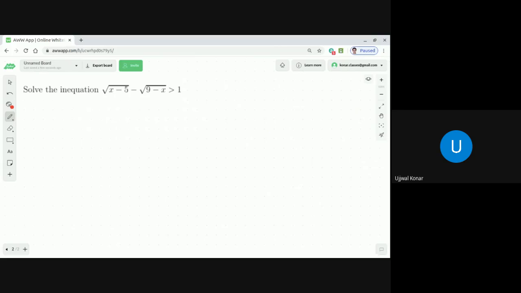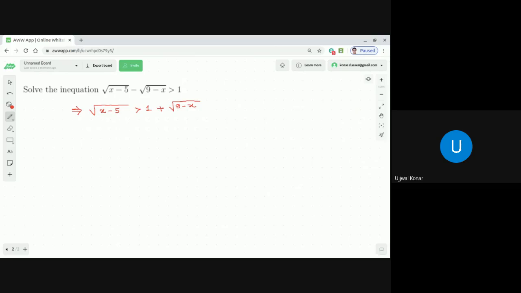Thank you. So the first and foremost thing is that, as I just said, whatever is inside the square root has to be greater than or equal to 0, dear students. So that means x minus 5, which is inside the square root. We can reframe the inequation something like this. This implies the square root of x minus 5 is greater than 1 plus the square root of 9 minus x. That we can do right now.